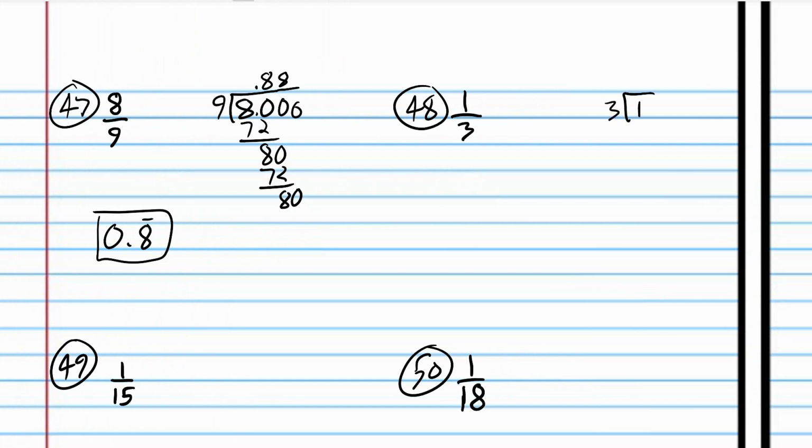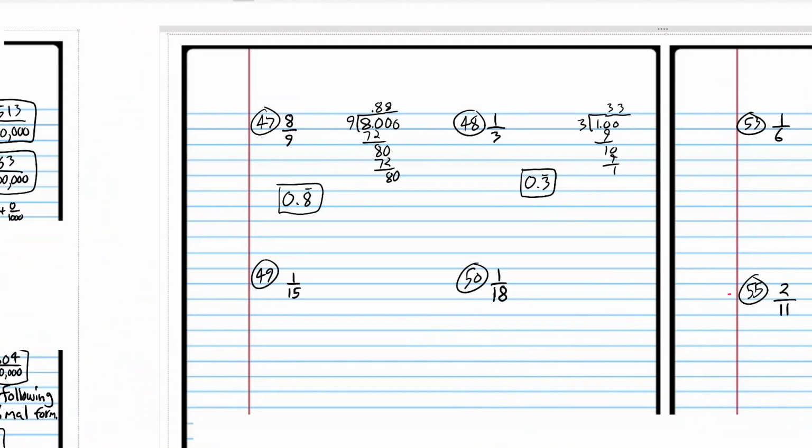Take the numerator, divide by the denominator. 3 goes into 10 3 times. 9, remainder 1, bring down the 0. 3 goes into 10 3 times. 9, bring down, subtract. And as you can see, it just goes on forever, so 0.3 bar. 1/3 is the same thing as 0.3 bar.